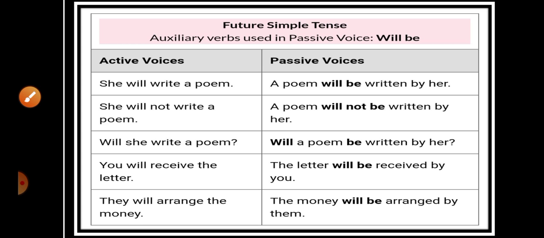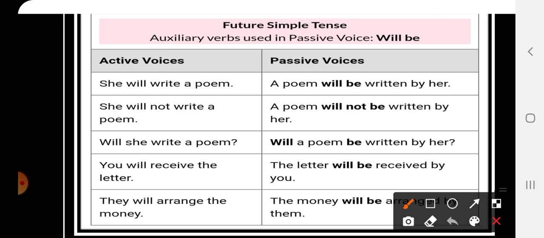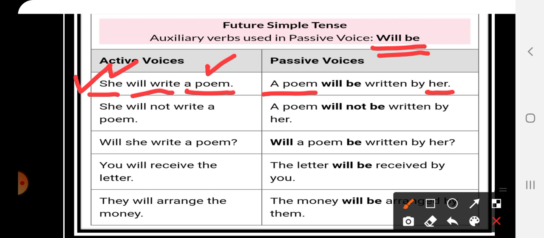Now let's discuss future simple tense. The helping verb that is used in changing active voices into passive voices in simple future tense is will be. So here also we will not get confused because a single helping verb is being used here. So let's read the examples. She will write a poem. She subject, will write verb, a poem is object. Subject she has become her in passive voice, that has become the object there. A poem is object here, that has become the subject in passive voice.